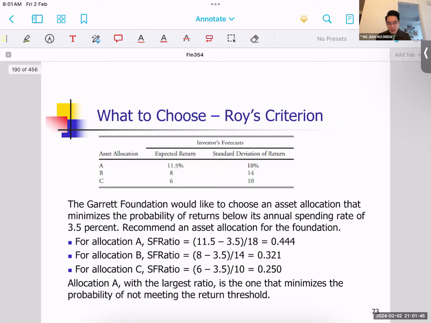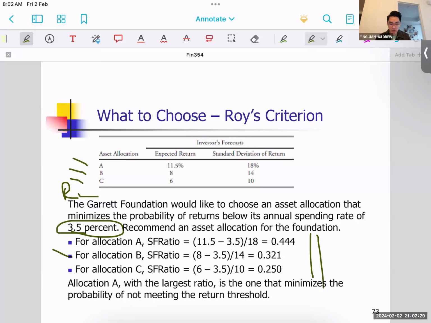We do have a question here to explain Roy's safety first ratio a little more. We are given 3 portfolios here, with standard deviation and expected returns as shown. Now we calculate the Roy safety first ratio. We know that your client wants a 3% RL, right? Because he needs to meet his annual spending rate of 3.5%. With the Roy safety first ratio, you plug in the RL as given here, and we calculate the ratios. We want to choose the highest Roy safety first ratio, which is portfolio A, 0.4. That minimizes the probability of not meeting the return threshold.